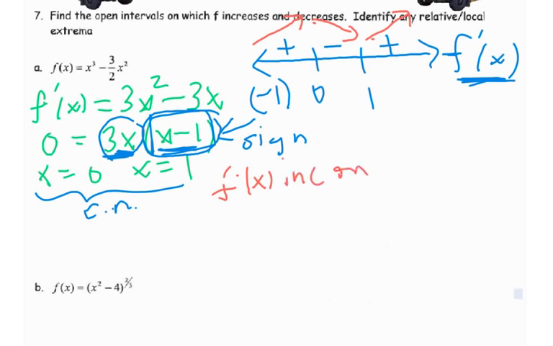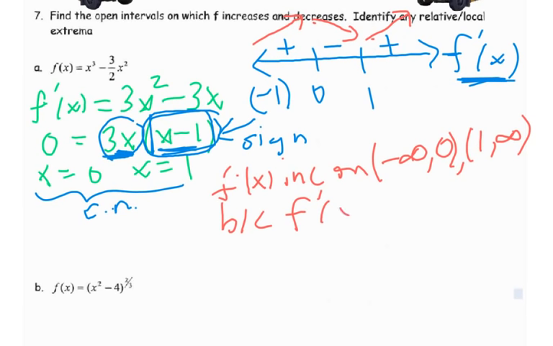on the interval. We're going to start, the first interval is from negative infinity all the way up to 0. I'm just reading my number line. And then again from 1 to infinity. And then we have to justify, because f prime of x, the first derivative, is greater than 0. You could say f prime of x is positive.